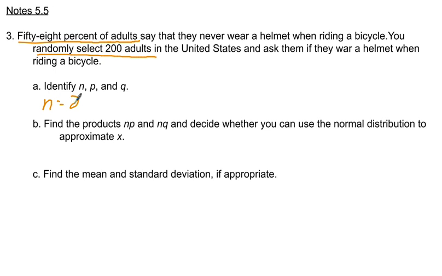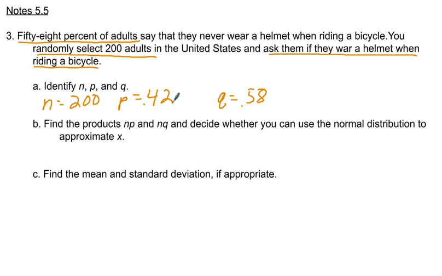So N is 200, the number of adults we are randomly selecting. P, the probability of success, so the probability that they wear a helmet, the way that this is worded. We ask them if they wear a helmet when riding a bicycle. So 58% say they never wear a helmet when riding a bicycle, so that is actually Q. That's the probability of a failure, while the probability of success would then be 0.42.